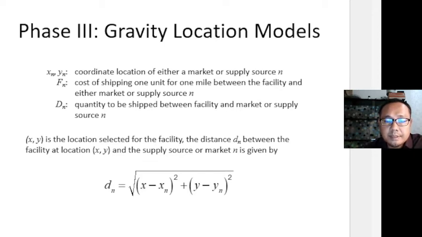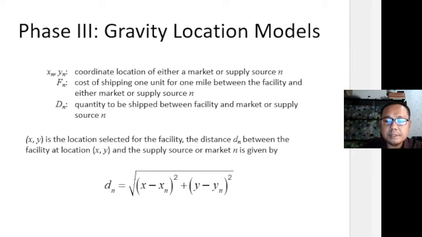Okay, during phase 3, you can see from the previous figure 5.2, the manager identifies potential locations in each region where the company has decided to locate a plant. So as a preliminary step, the manager needs to identify the geographic locations where potential sites may be considered.